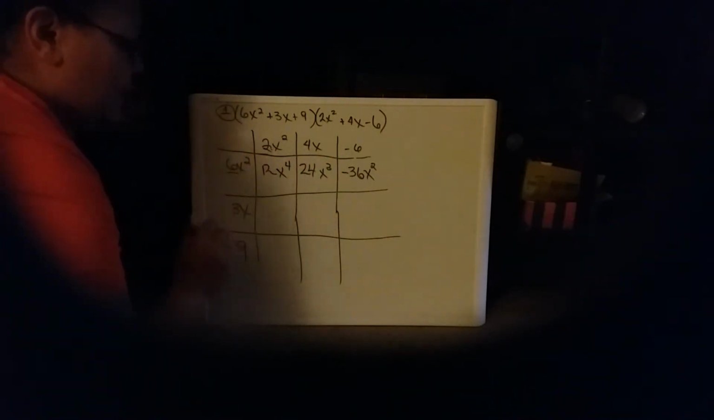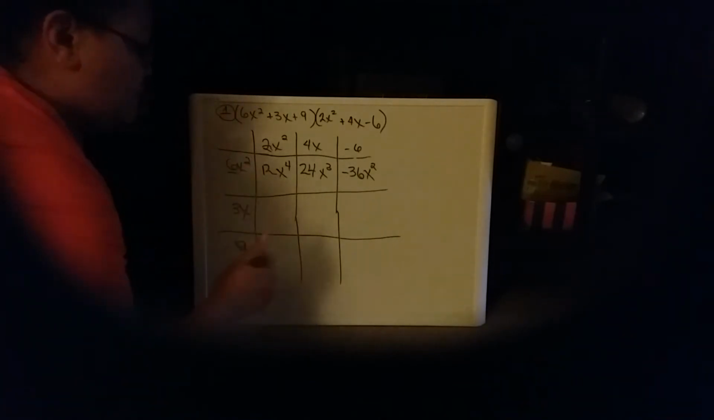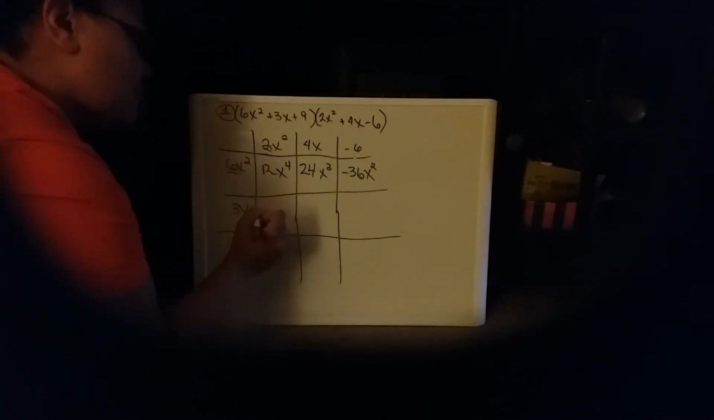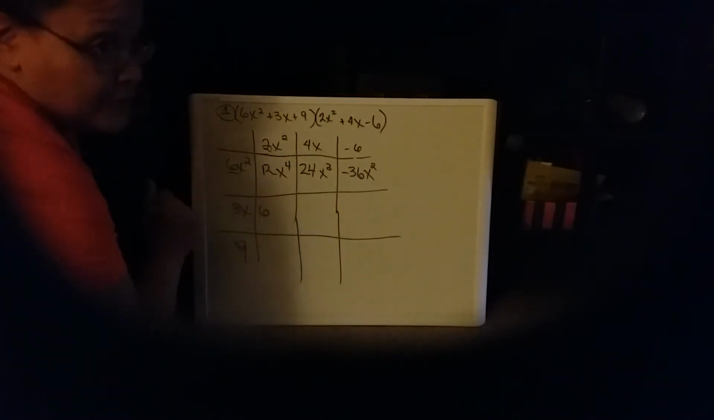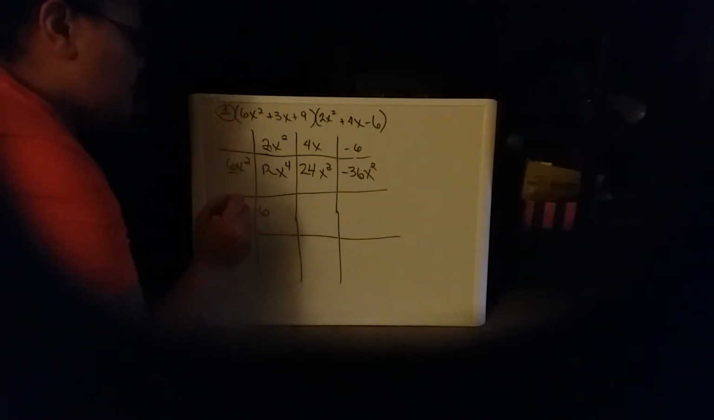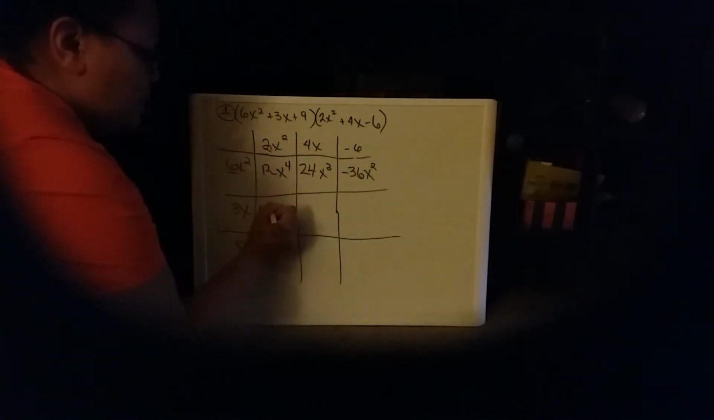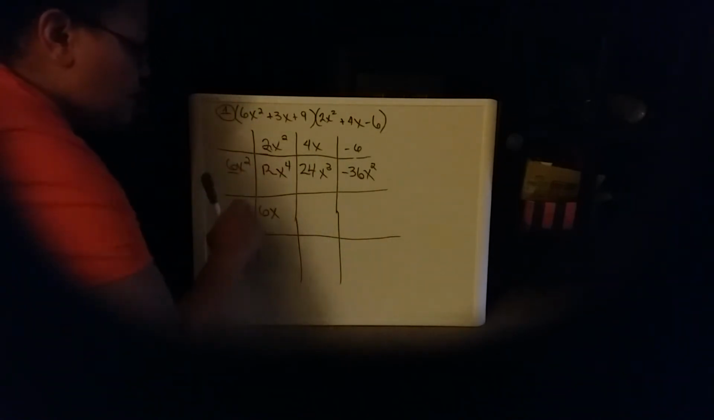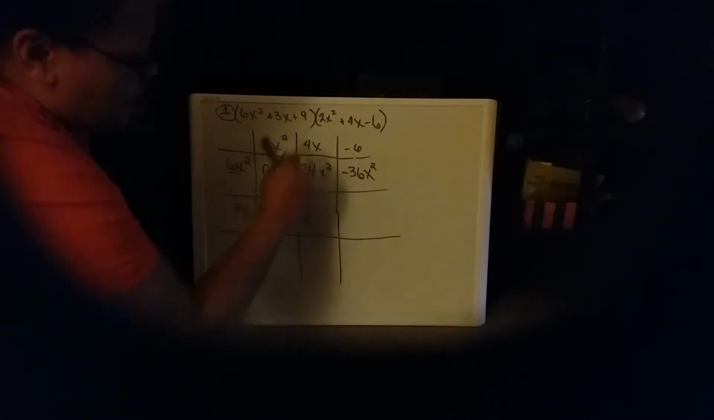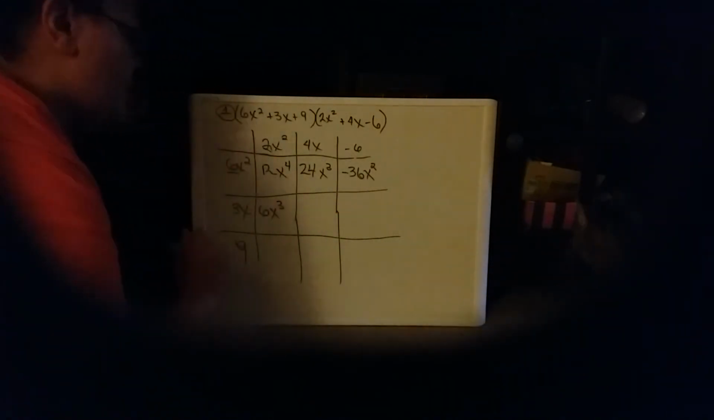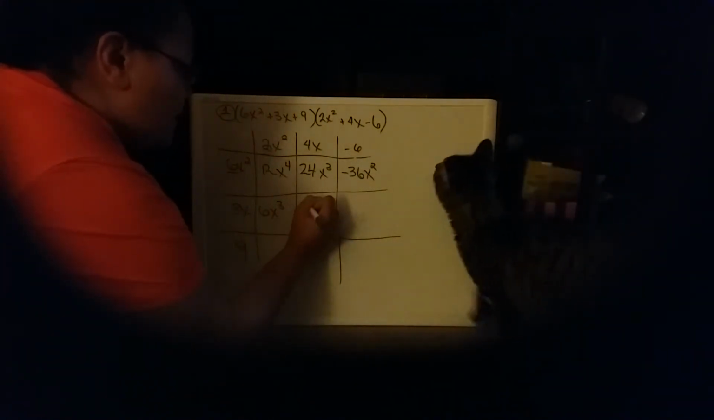Now we got the second line. So 3x times 2x squared is 6, because 3 times 2 is 6. X times x squared is x to the 2 plus 1, which is 3. 3x times 4x, 3 times 4 is 12.